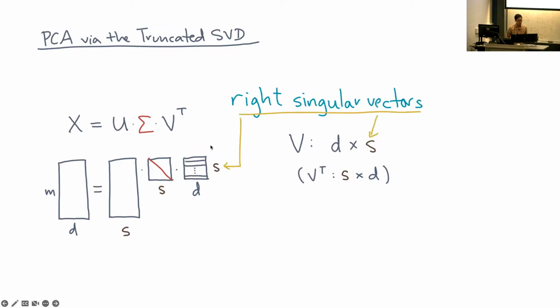The matrix V will enter into the decomposition as V transpose. So in this drawing, the little square you see here is V transpose. V itself is a D by S matrix, just like U was an M by S matrix. So V transpose is S by D. And I'll refer to V, so its columns, the columns of V, which are the rows of V transpose. The columns of V we'll call the right singular vectors.